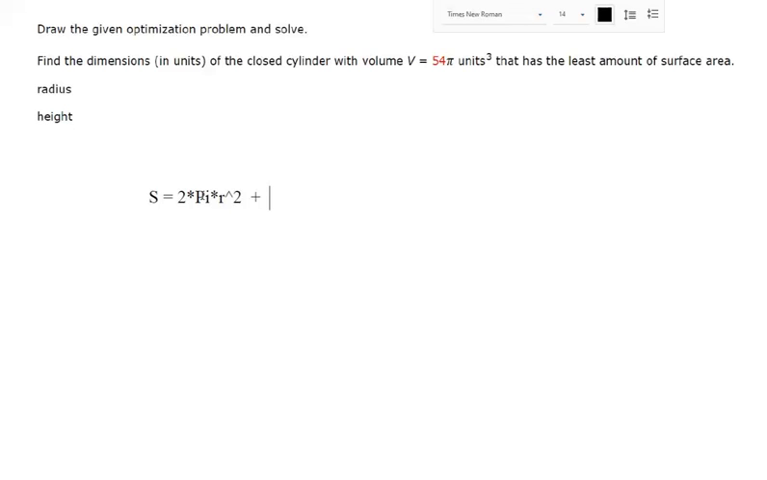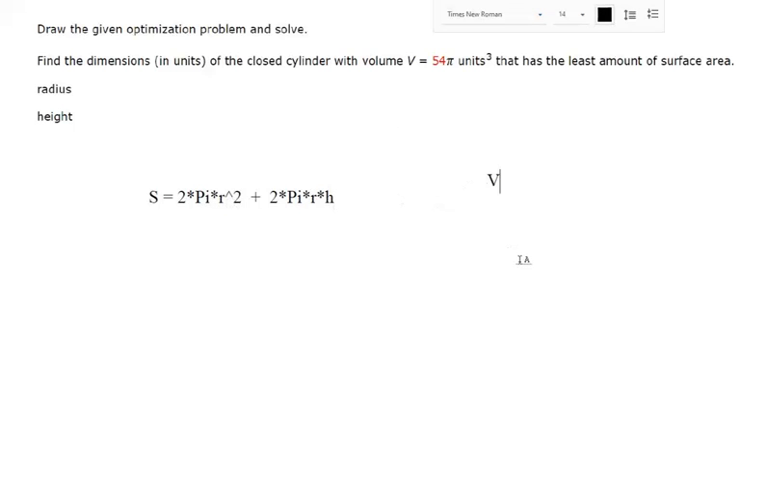So that's the circumference of a circle, 2 pi r, and then it's times the height. If we're trying to minimize surface area, that means we want to take a derivative with respect to a variable. But the problem is we have two unknowns here. We have r and h.